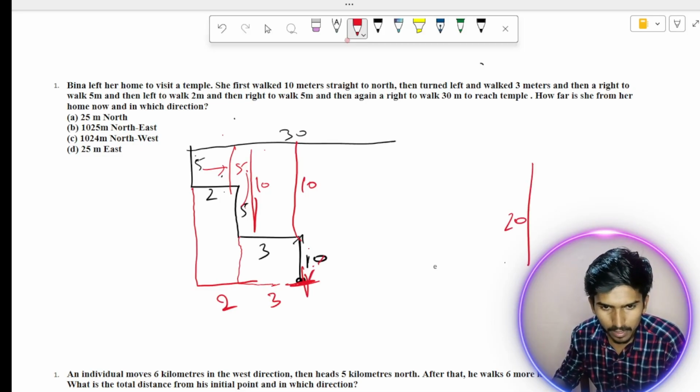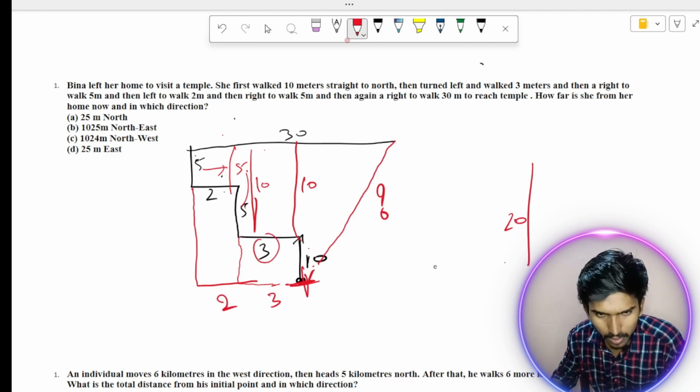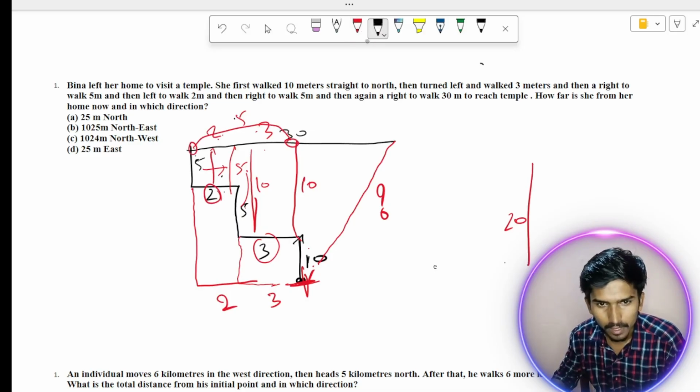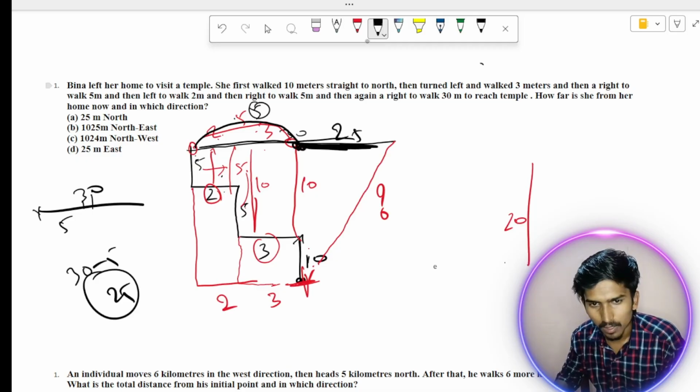Now they are asking the direction and distance from here to here. We need the distance. If this is 3, the opposite is 3. If this is 2, the opposite side is 2. 3 plus 2 is 5. So from here to here is 5. Okay, this total is 30. I'll write here, total is 30. From here to here is 5. In 30, if you minus 5, 25 is the answer. So this is 25. From here to here we got 25.